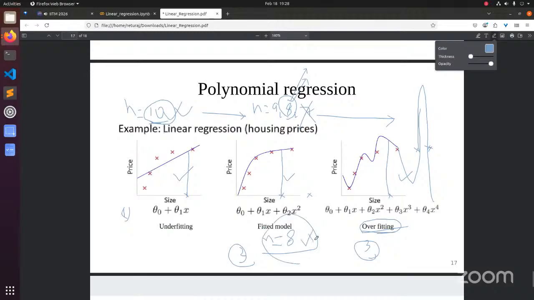This is the correct model. n equal to 10 is an overfitted model, so it is not good. So you report n equal to 8. Everyone is okay with this?